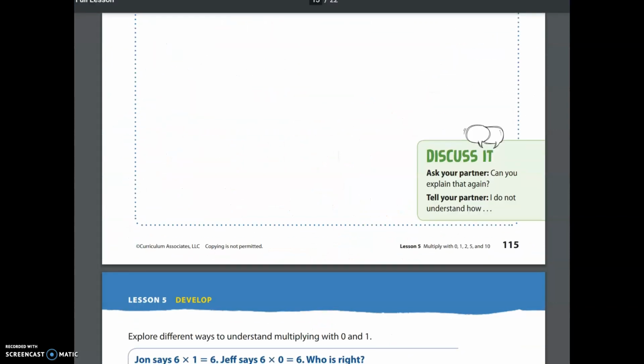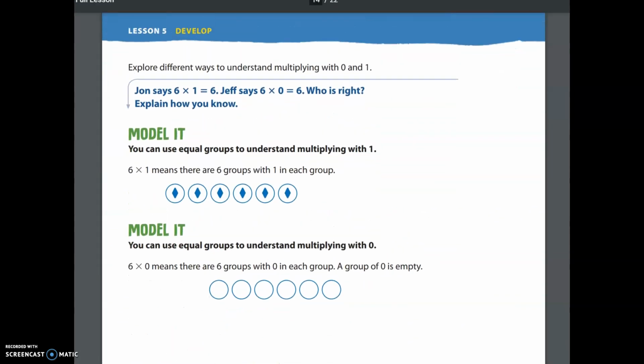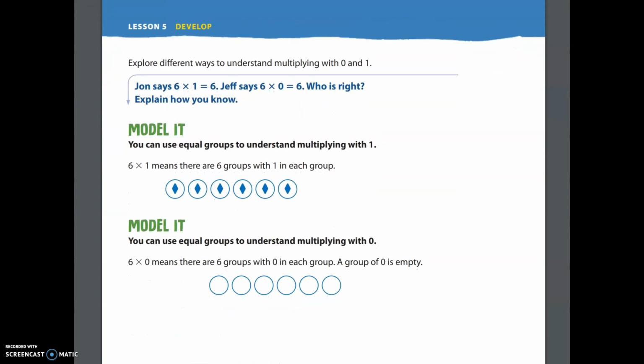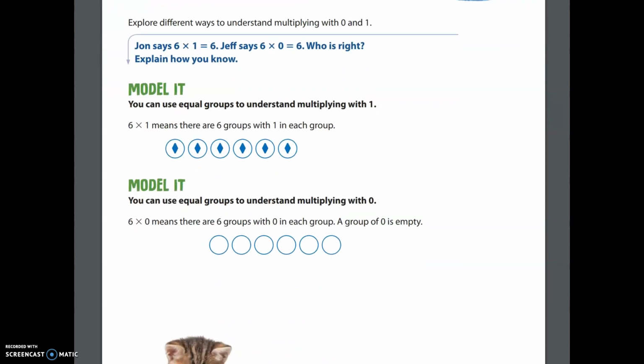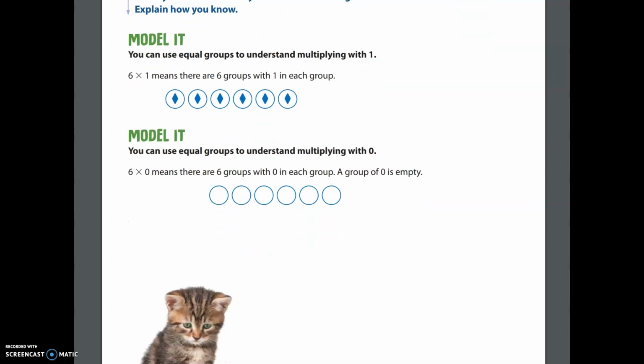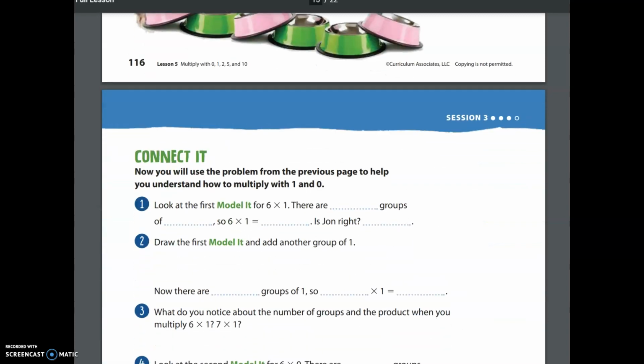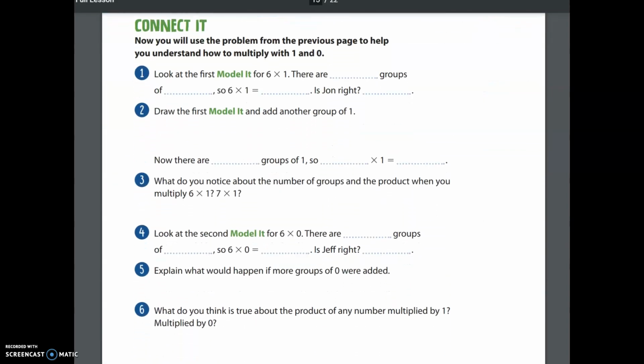Okay, let's go on to this page. So this is page 116. And it says the same problem again. John says 6 times 1 equals 6. Jeff says 6 times 0 equals 6. Who is right? So with the model, they did the same kind of model I did. They did 6 groups, 1 in each group is 6. 6 groups, 0 in each group would be 0. Okay, so let's go on to page 117 to the connect it.